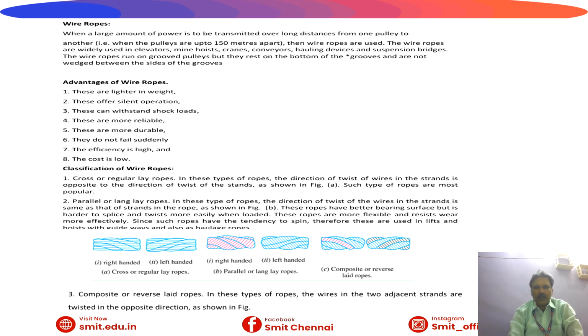This is the parallel one. These ropes have a better bearing surface, but it is harder to splice and twist more easily when loaded. These ropes are more flexible and resist wear more effectively. Then composite laid ropes. In these types of rope, the two adjacent strands are twisted in the opposite direction.